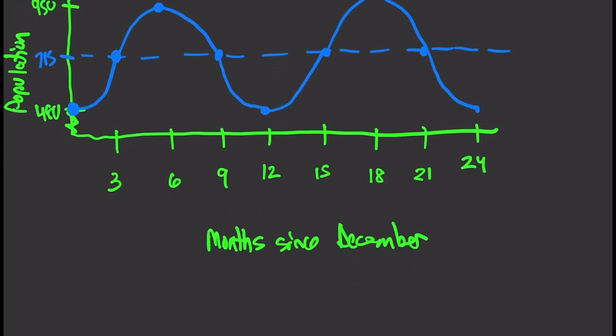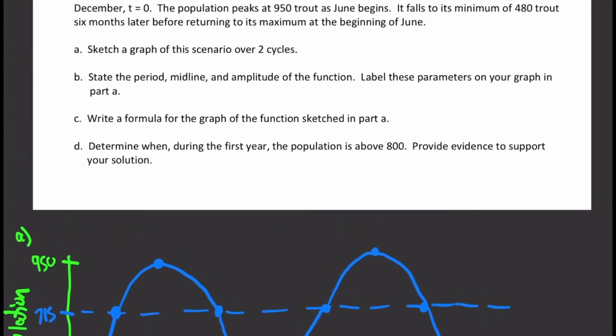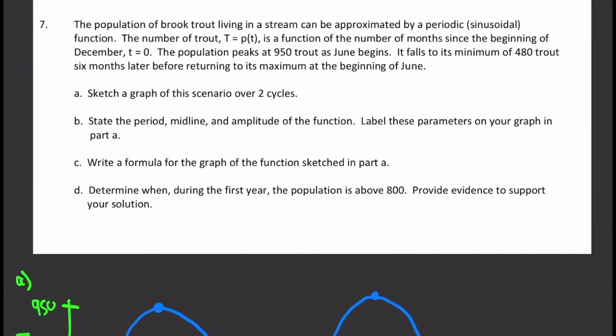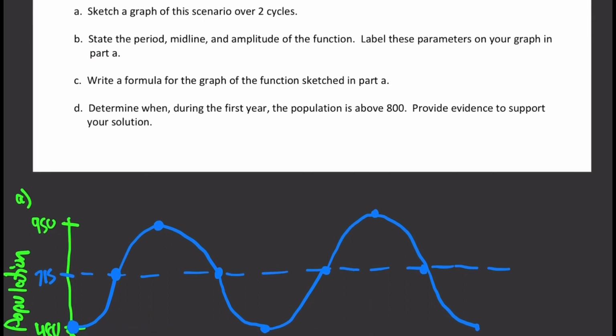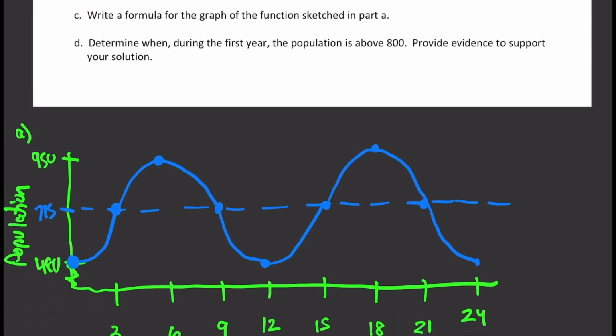Now, part B wants us to, let me just remind myself, period, midline, amplitude, label these. All right, so this is going to be a little bit different. Label these parameters on your graph in part A. So I have to list them, and then I also have to label them. So I'm just going to do that right here. Do something like this. Here's amplitude. I'll write what it equals down below.